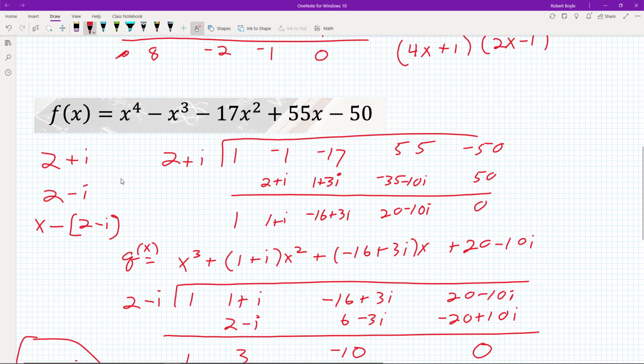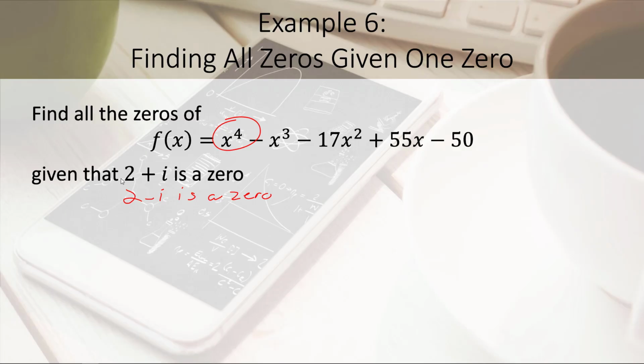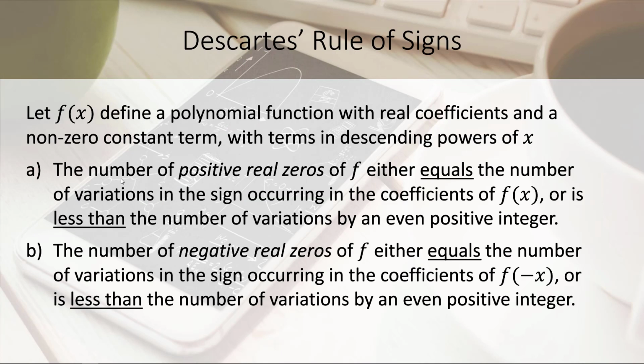Okay, and this brings us to the last thing that we want to talk about, which is Descartes' rule of signs. And this is a little bizarre, but let's just go through it really quick. Let's suppose that f of x is a polynomial function with real coefficients and a non-zero constant term, and is written in standard form in terms of decreasing powers of x. Then the number of positive real zeros of f equals the number of variations in the sign that occurs in the coefficients, or is less than the total number of variations by an even positive integer.